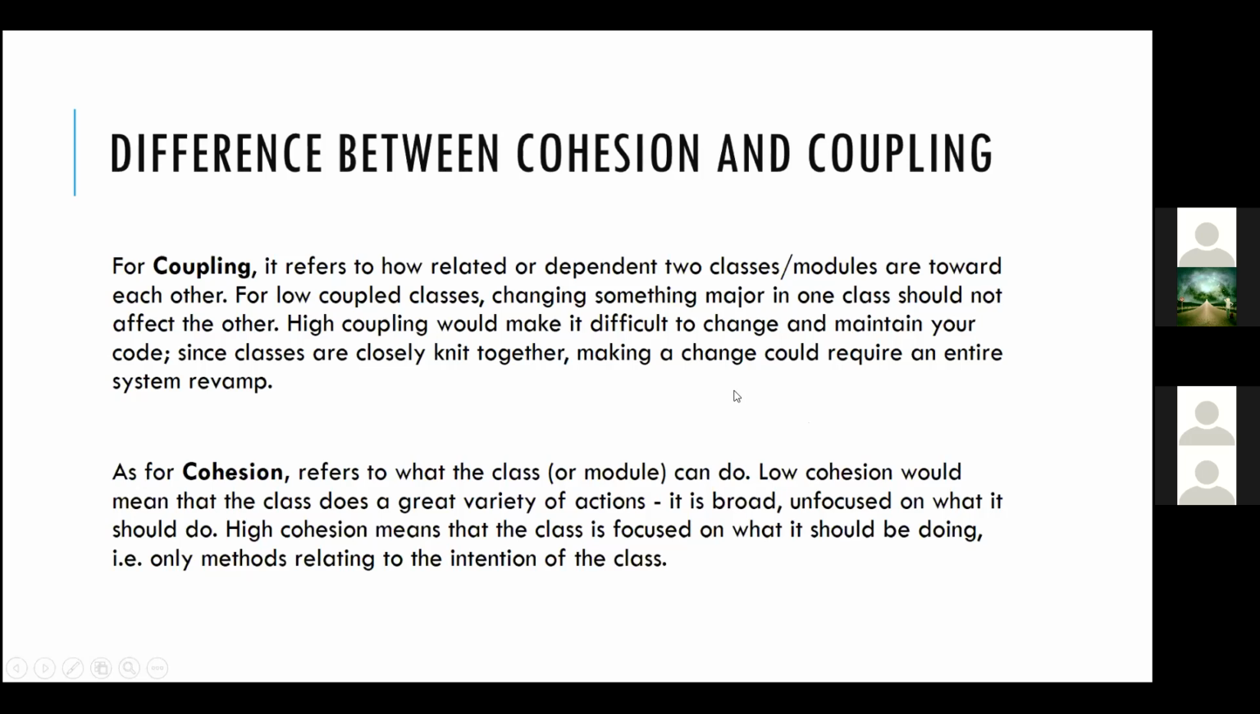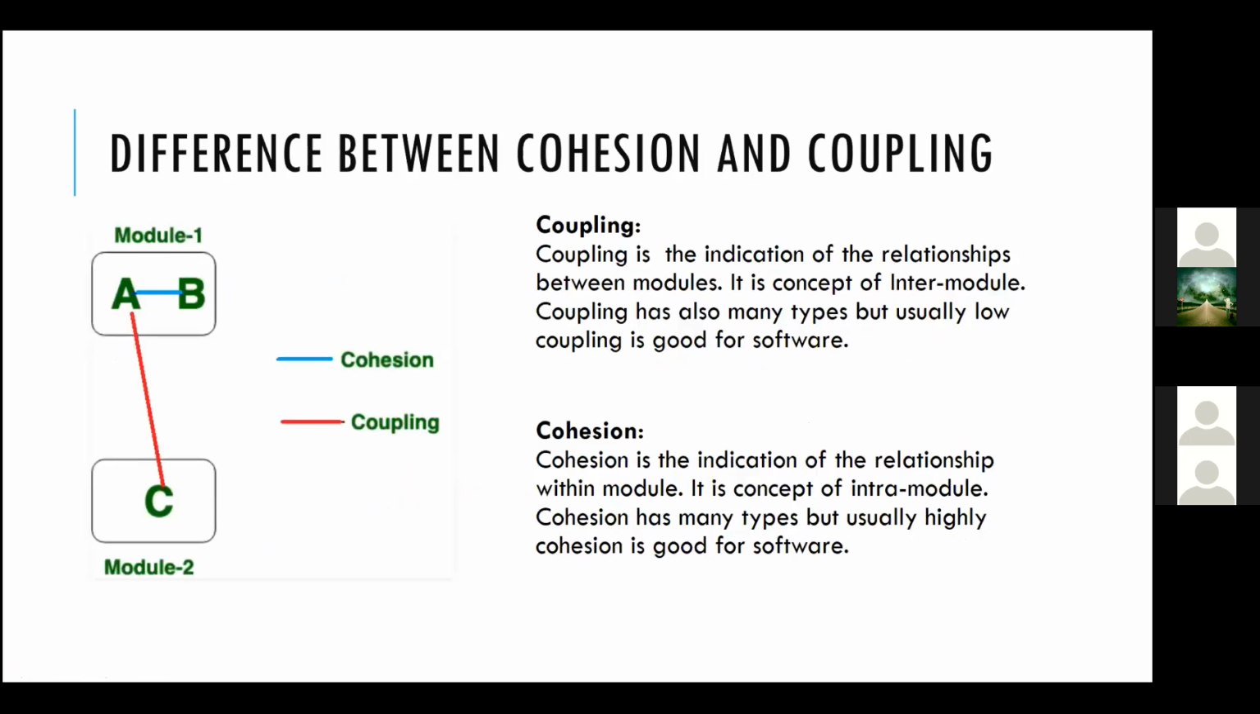As for cohesion, it refers to what the class or module can do. Low cohesion would mean that the class does a great variety of actions. It is broad and not focused on what it should do. And high cohesion means that the class is focused on what it should be doing. So to have a better understanding po, I have here a diagram po, no. So yung cohesion, I hope kita po yung color po sa screen natin. So yung cohesion po refers to the blue line, while coupling refers to the red one.